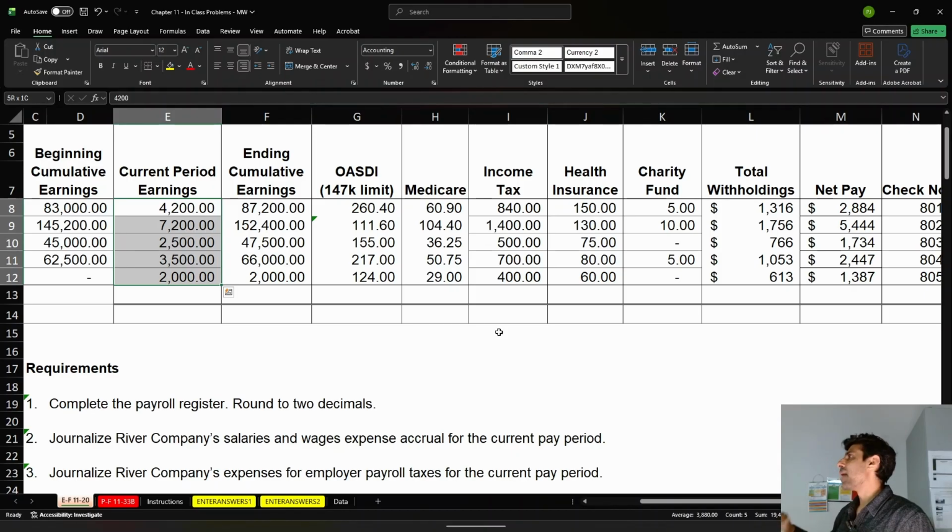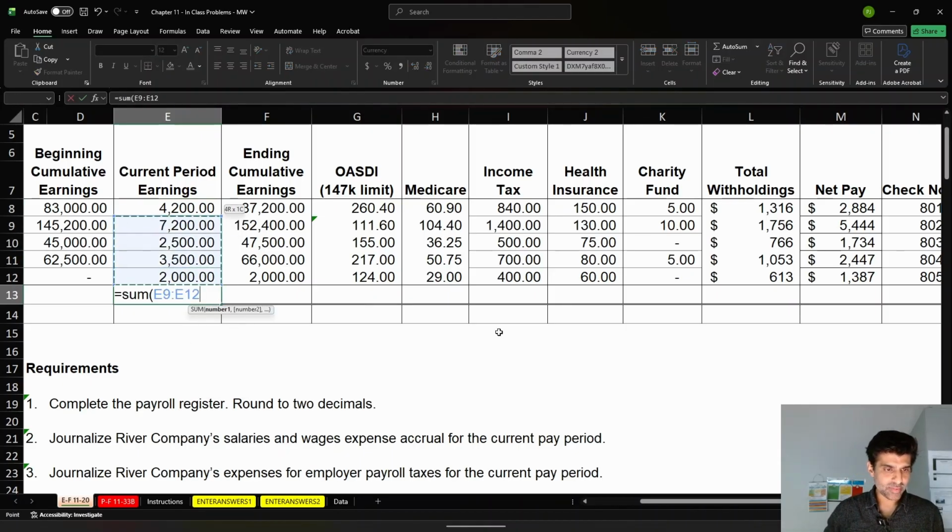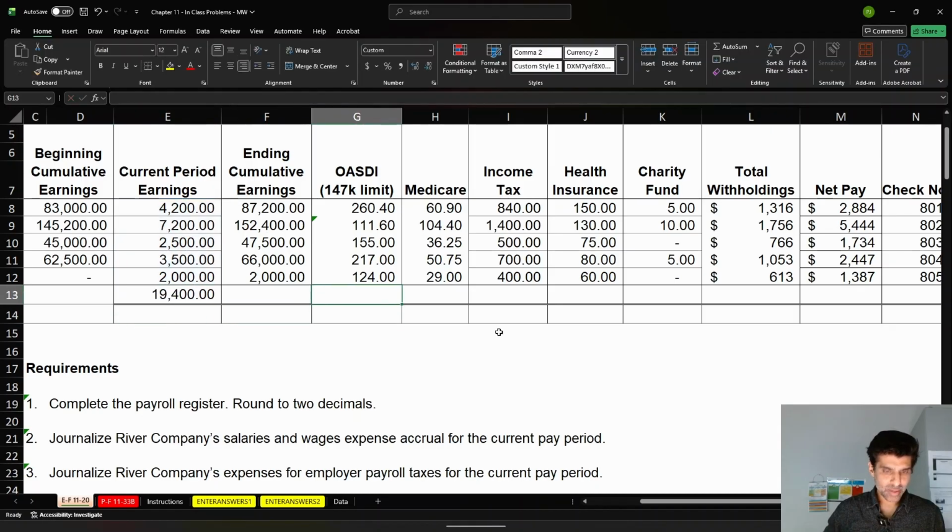Okay, so I think I've repeated this like three, four times, maybe more. I want this to be clear. This is your actual expense as an employer. So I'm just going to do a sum here and then sums for all of these.